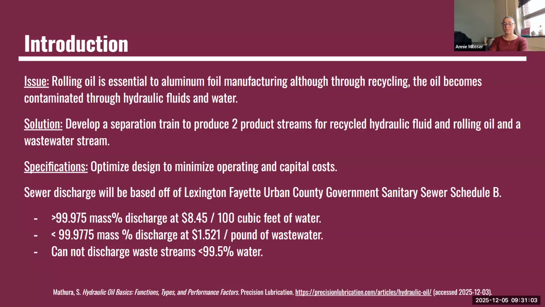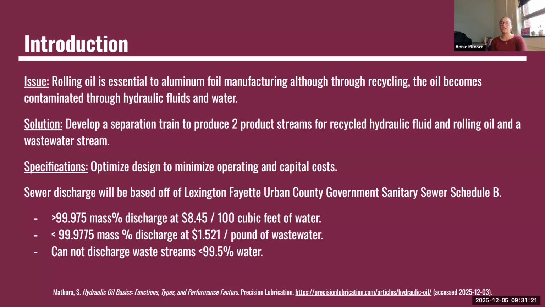And this process uses hydraulic fluid and rolling oil to improve the process and prevent equipment wear. The rolling oil is typically recycled, but can become contaminated with the hydraulic fluid as well as water from condensation. And so this highlights the need for a much more sustainable process.